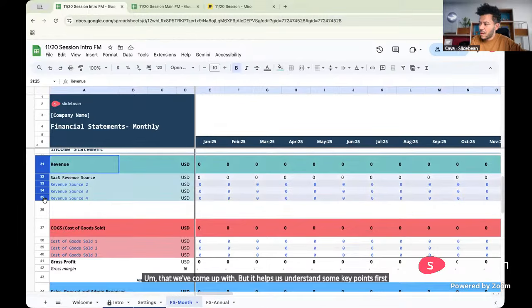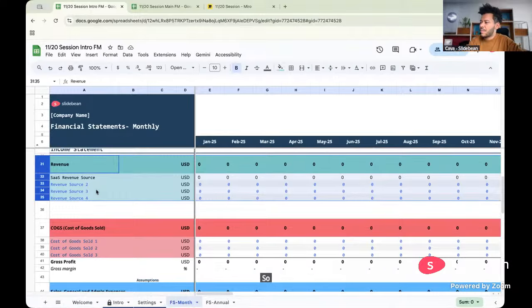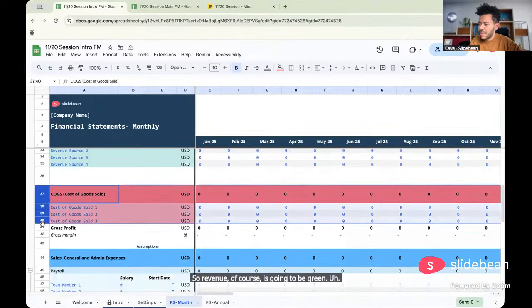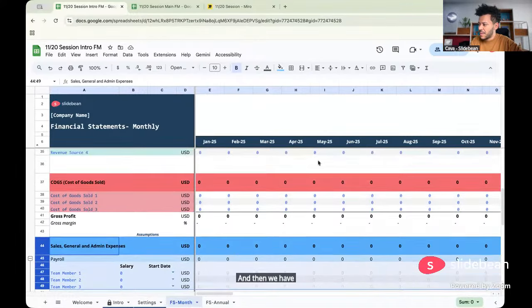So notice some color coding. We're going to use this color coding a lot today. Revenue, of course, is going to be green. Cost of goods sold is going to be this Slidebean red. And then we have sales, general, and admin expenses. So let's start here at the top.